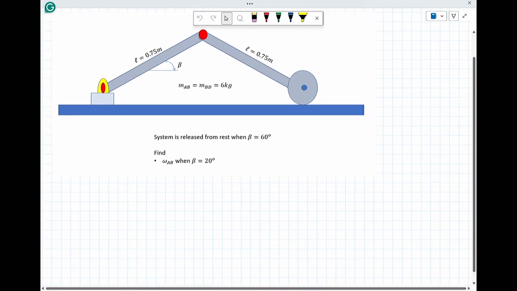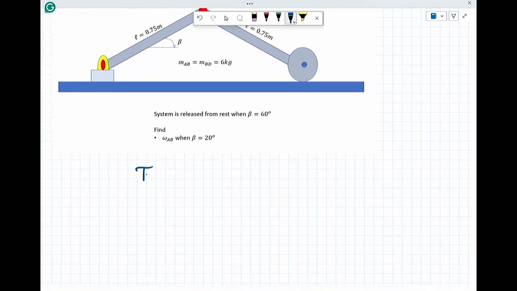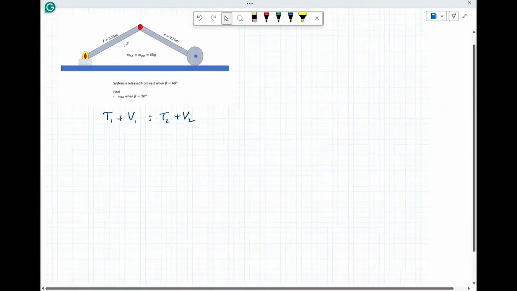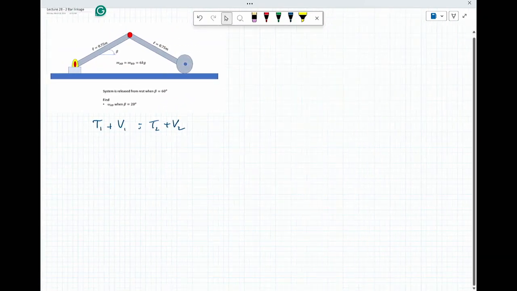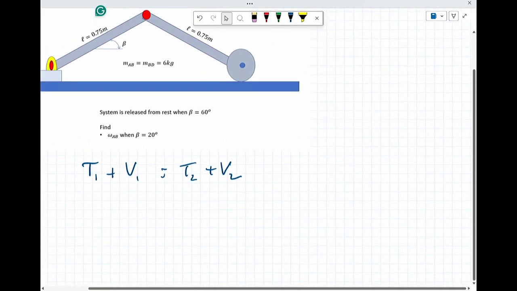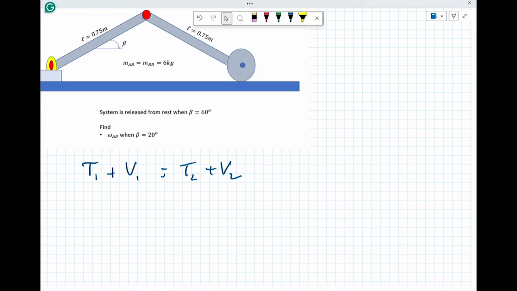Okay, distances are the same. And this looks really nice. T1 plus V1 equals T2 plus V2. Okay, the system is released from rest when beta is equal to 60 degrees. And then it rotates and flops down. T1 plus V1 equals T2 plus V2. So we can start with that, and we can start to put some forces down.